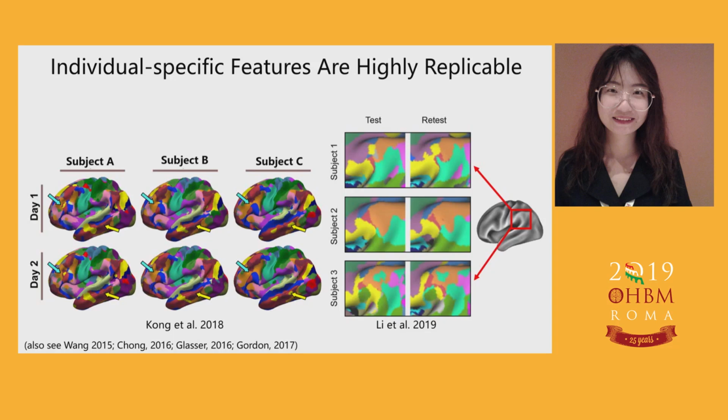This figure shows the individual specific area level parcellations of 3 subjects from Lee 2019. Each row corresponds to 1 subject. The first column is the test sessions. The second column is the retest sessions. So we can see that the individual specific features in the area level parcellations are also replicable across sessions.